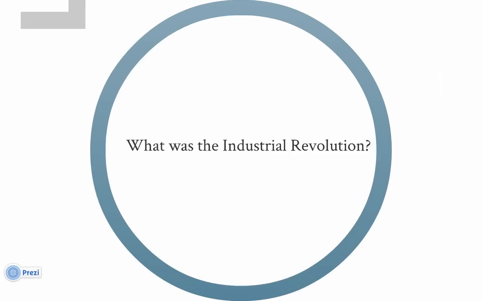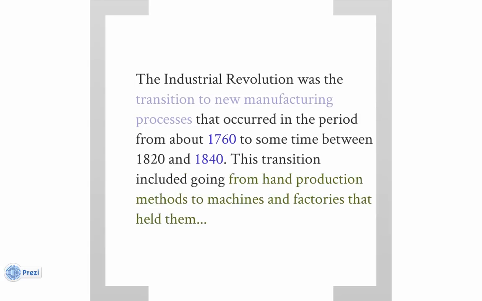So now we're going to start answering the question, what was the Industrial Revolution? Mr. White found for us an excellent kind of phrasing for this. The Industrial Revolution was the transition to new manufacturing processes that occurred in the period from about 1760 to sometime between 1820 and 1840. This transition included going from hand production methods to machines in factories that helped them. So again, the putting out system into the factory system. Those are the differences.